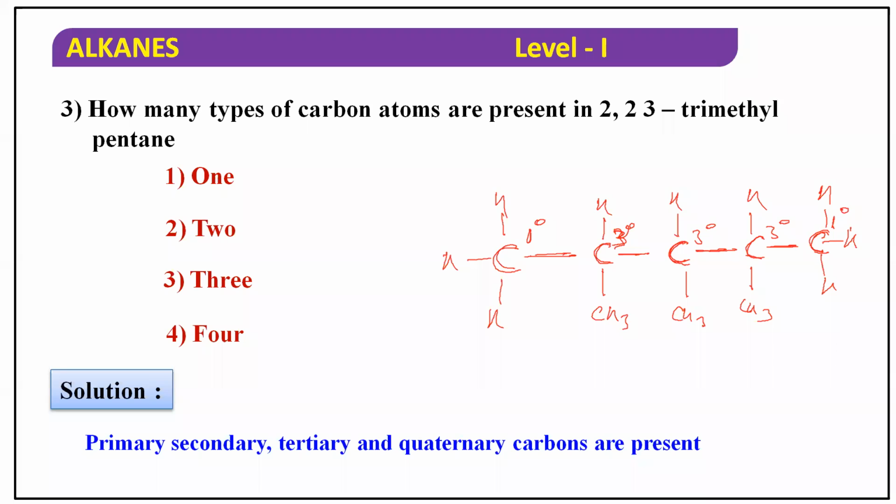Which one is quaternary? One second. 2, 2, 3 trimethyl pentane. Okay, 2, 2. Sorry. This will be in this one, not this one. This will be 4 degree. So the answer will be 3. So it will be 3 types. Okay, it's 2, 2, 3. So at the second carbon, there are 2 methyls. So yes, it is primary, secondary, tertiary, quaternary carbon. So all 4 will be there.